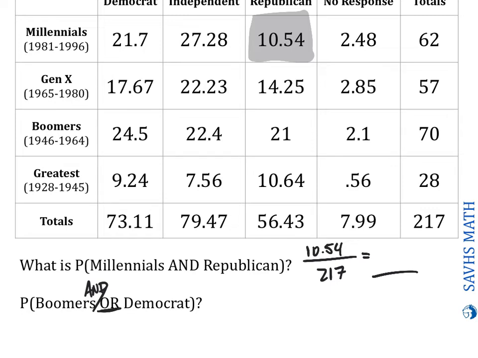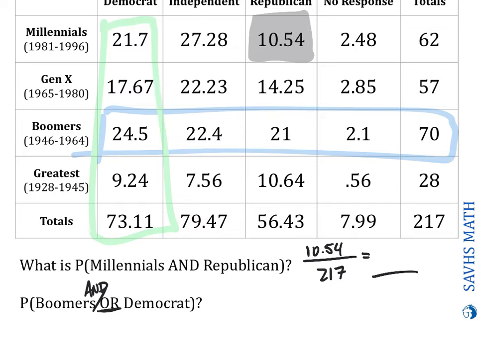So who is in the boomers? Well, it's these people. Who's a Democrat? Well, that's these people. Who are the people that we counted 2 times? It's the people who are in this 24.5 million people. So what I'm saying here is that in this 70 million people, we have counted this 24.5, but also in this 73.11, we have also counted this 24.5. So while we want to count everyone in both of these categories, we don't want to count this group right here 2 times.